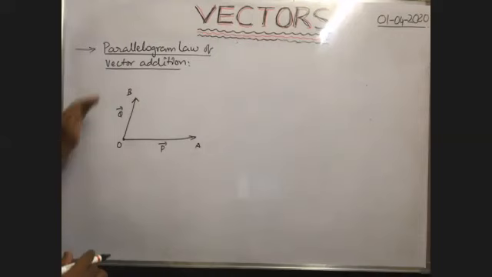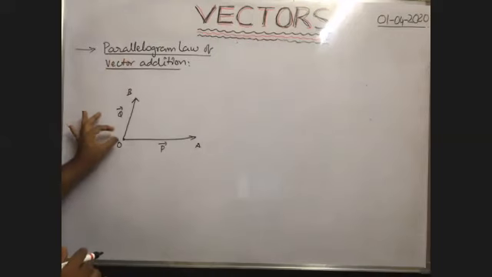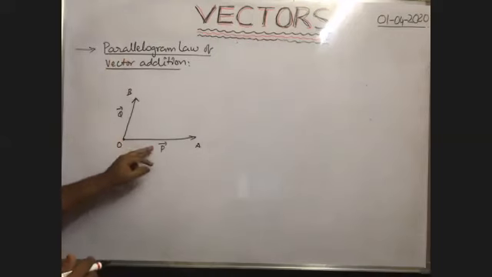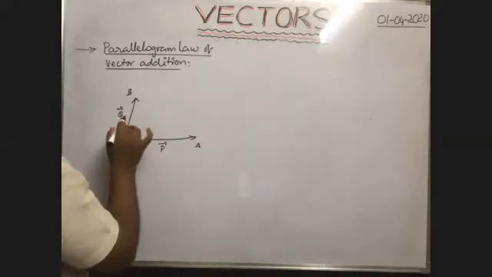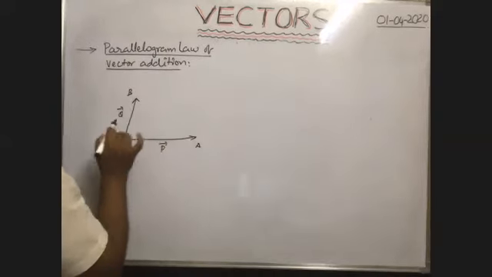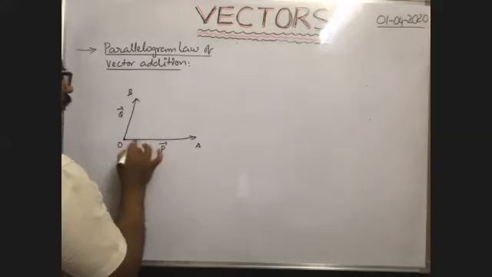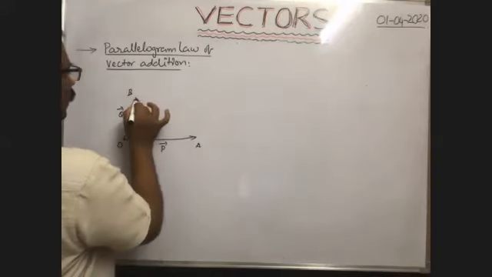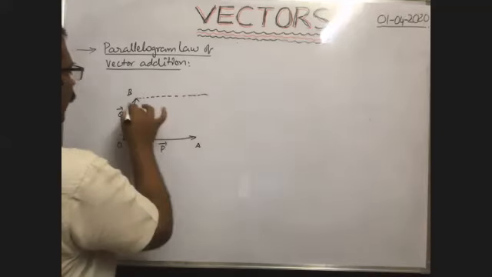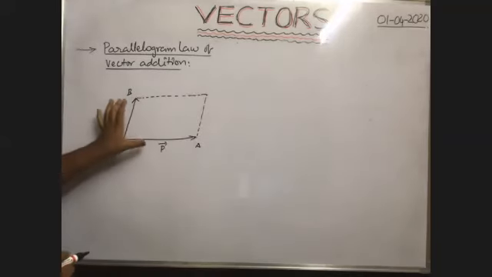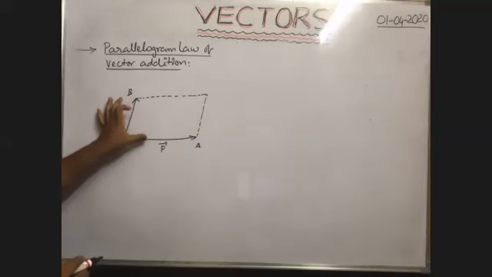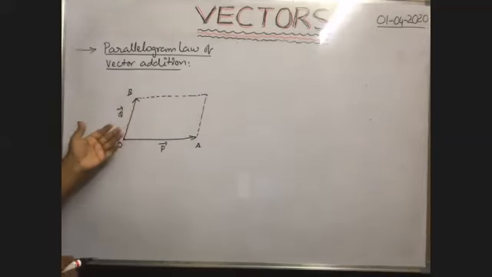Now according to the parallelogram law of vector addition, when a particle experiences two vectors simultaneously, we take these two sides as the adjacent sides of a parallelogram drawn from a point. Parallel to this line you draw one more line here, and parallel to this line you draw one more line here. Now it is a parallelogram, and these two are its adjacent sides.